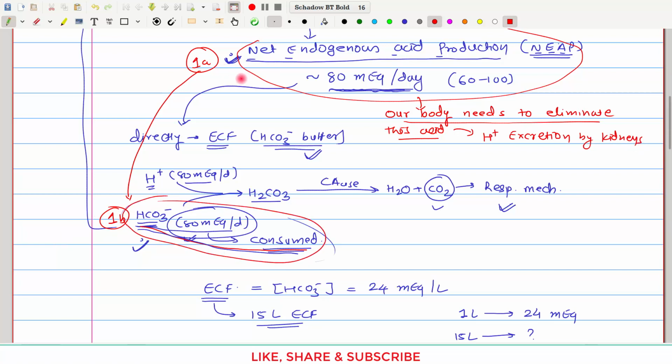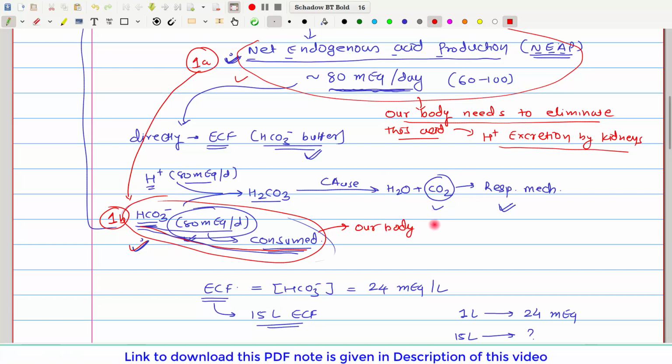As you see, on the tissue side, acid is produced and buffer is consumed. And now H plus is excreted by the kidney. So, this buffer should be regenerated in the kidney, right? So, our body should regenerate new bicarbonate. So, both the solutions, in a linked way, are provided by the kidney.